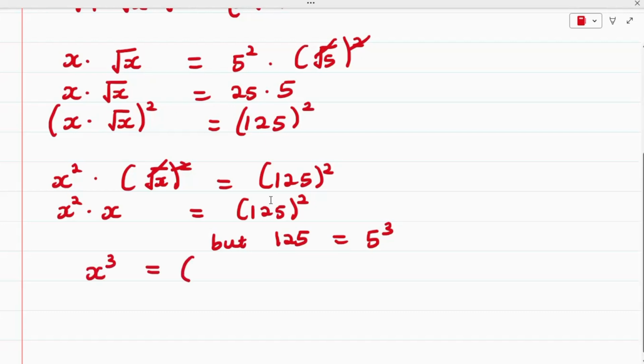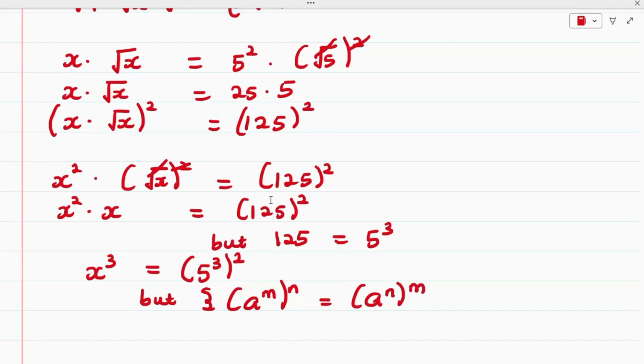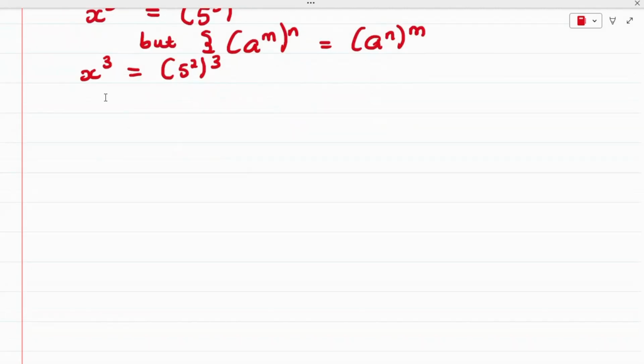And this is equal to, in place of 125, we want to put 5 raised to the power of 3, all squared. But from the property of exponents, we know that if we have a raised to the power of m, raised to the power of n, this can be written as a raised to the power of n, raised to the power of m, right? So from here we have x raised to the power of 3 is equal to 5 square raised to the power of 3. So right here we have x raised to the power of 3 is equal to 5 square, which is 25, raised to the power of 3.